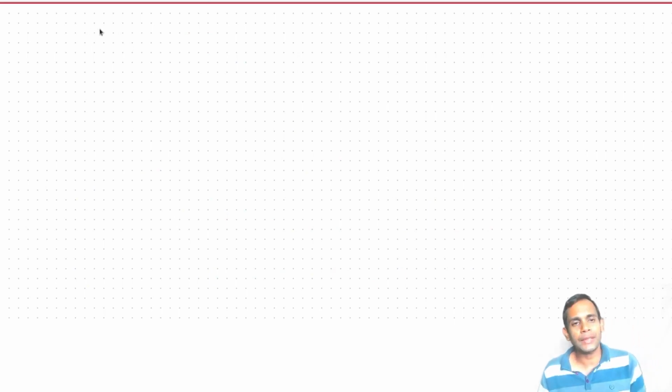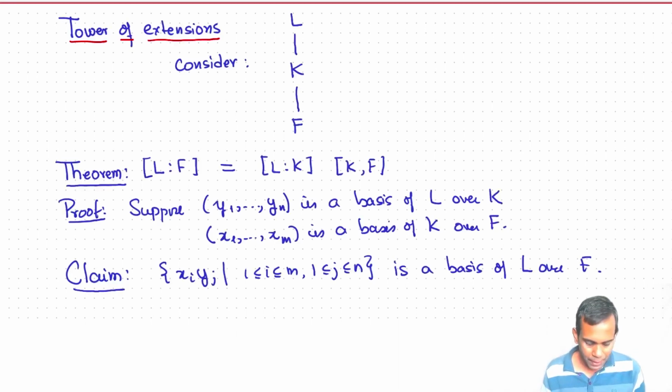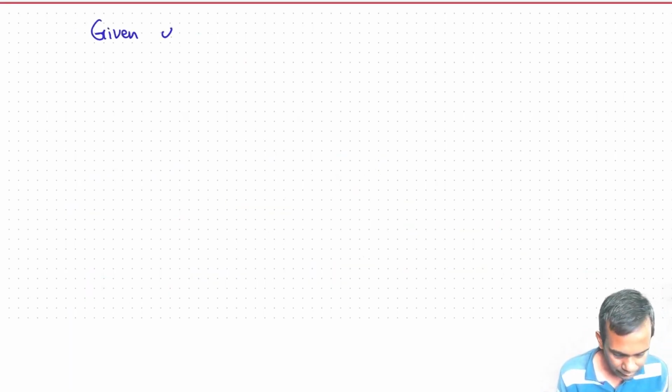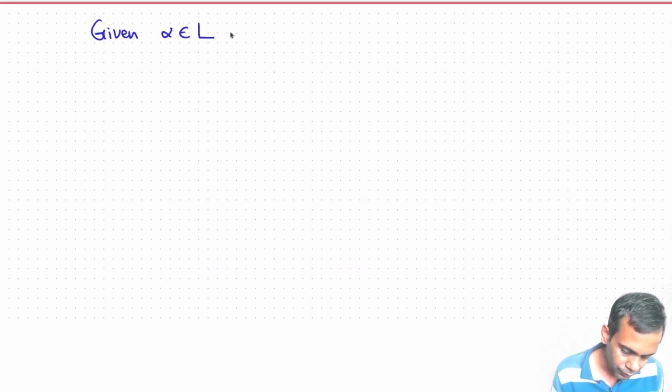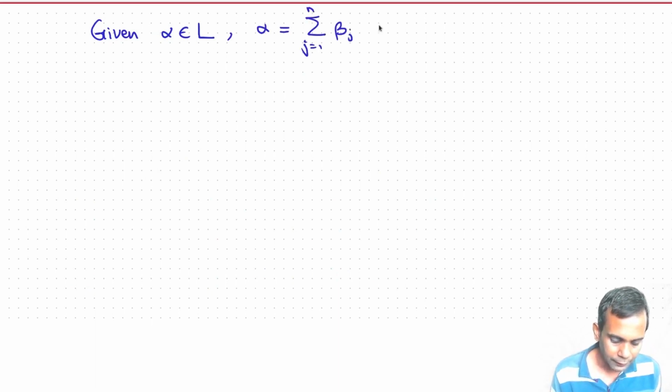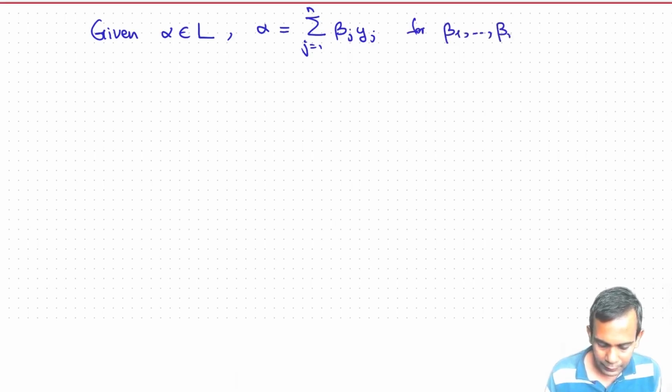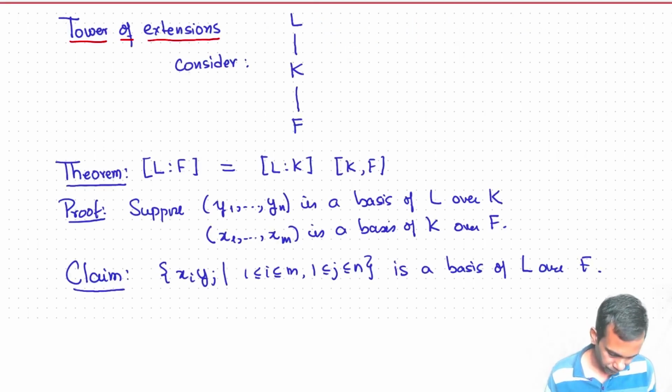So we need to show two things. We need to show firstly that L is spanned by this set. So let's do that. Given alpha in L, alpha is an element of L and we have a basis of L over K. So we can write alpha in terms of y1, y2, up to yn with coefficients in K. So alpha is equal to the summation, j goes from 1 to n, of beta j yj, for some elements beta 1 up to beta n in the intermediate field K.